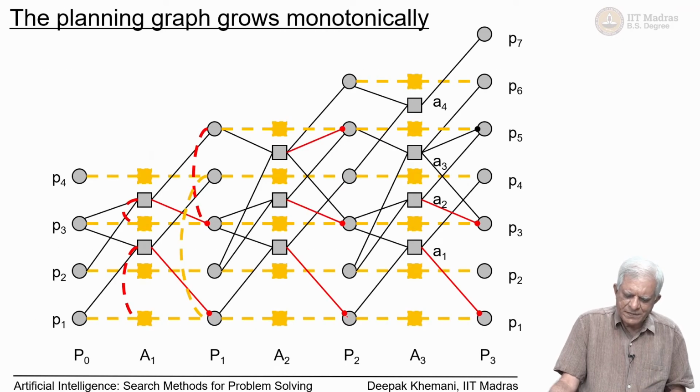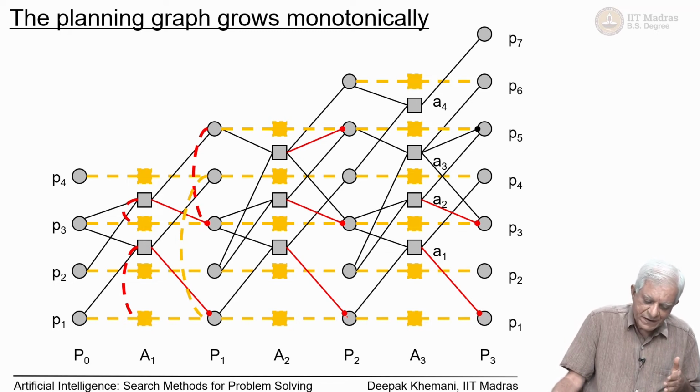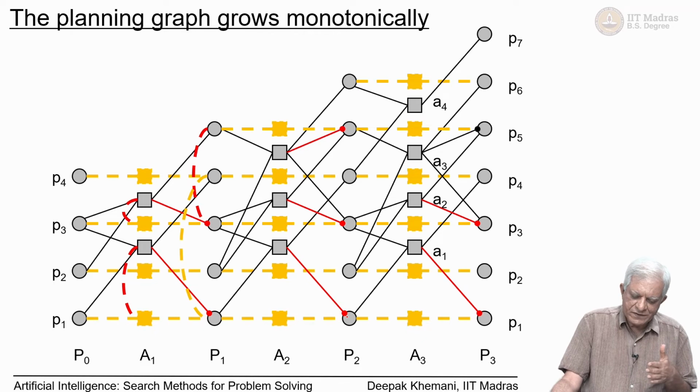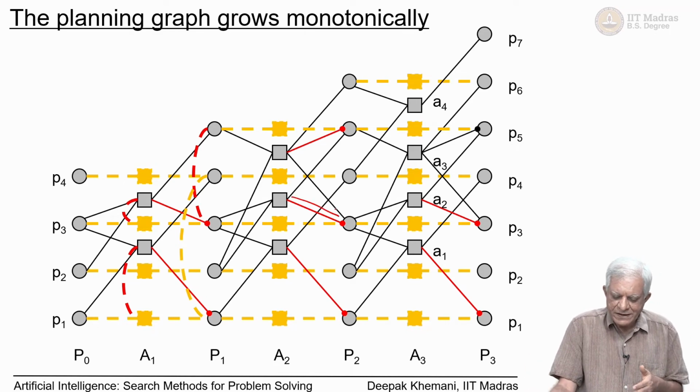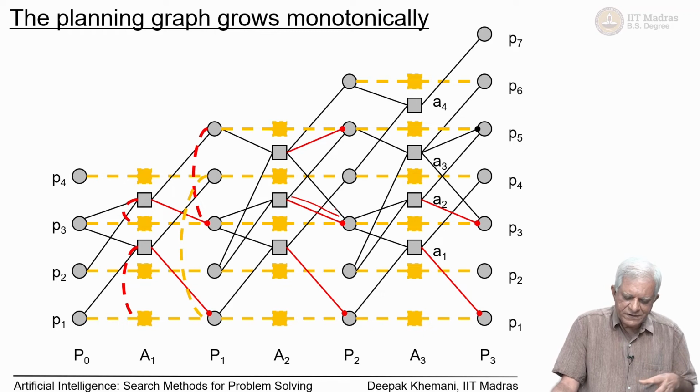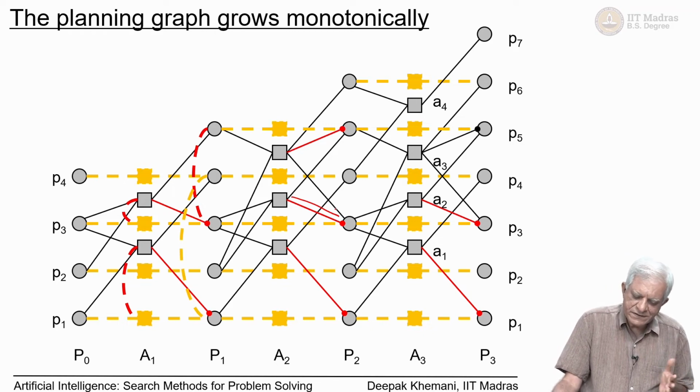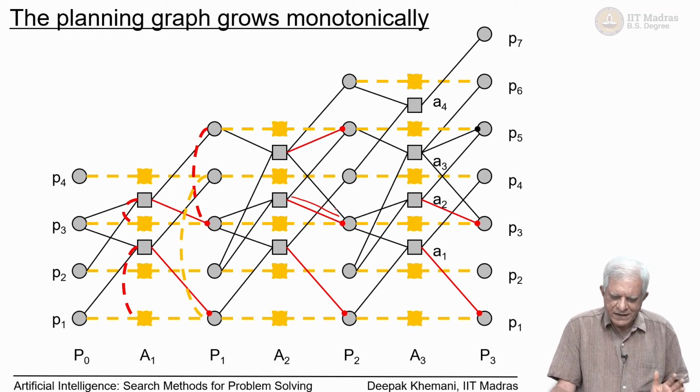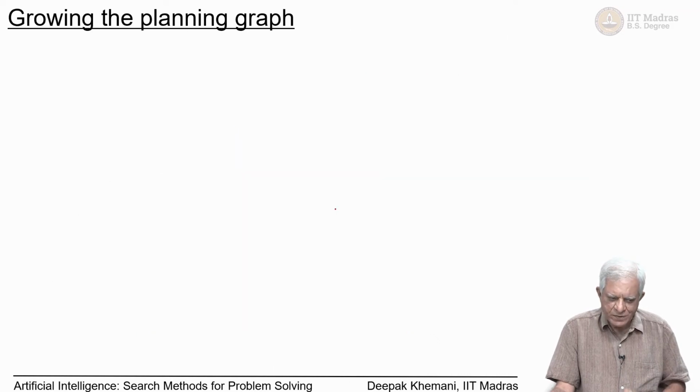We have already said that the planning graph grows monotonically. So, what does it have? It has these yellow links which are no-ops. It has these black links, black edges which are either preconditions or positive effects. It has these red edges going from one layer to the next which are negative effects, and it has these thick red edges within layers which are the mutex actions, and the planning graph grows monotonically.